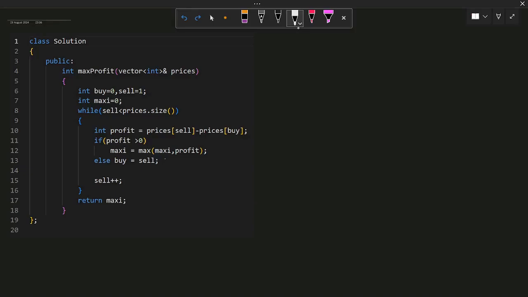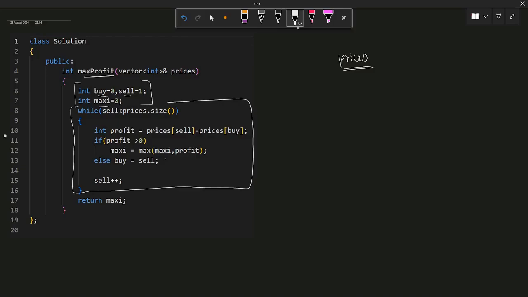Now this is the solution to the problem. Max profit returns the maximum profit in the prices array. The array name was prices. Now we first initialize all the pointers that we had. We had the buy, sell and maxi pointers. Now inside this while loop, this while loop is actually running over the prices array, so it will take a time complexity of O(n).